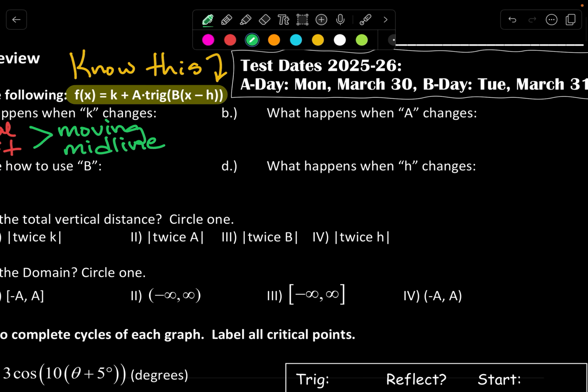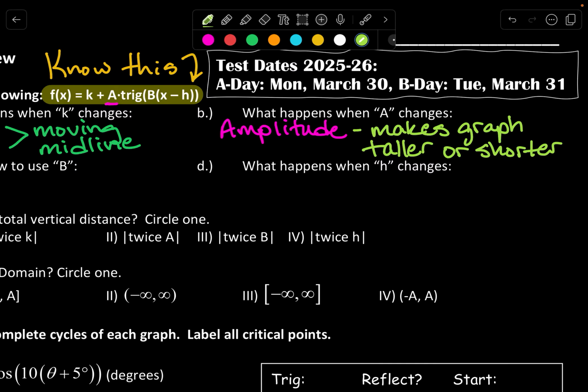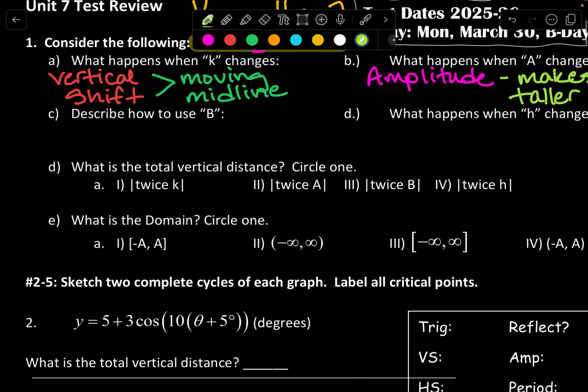A, the number right in front of the trig function, controls the amplitude. Essentially, that's going to make the graph's peaks and valleys, or crests and troughs, taller or shorter. Again, the parent functions have an amplitude of 1, so anything more than that has been amplified, and anything less than that has been shrunk through the amplitude.